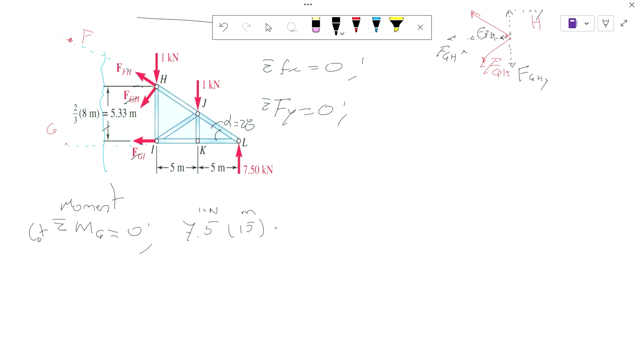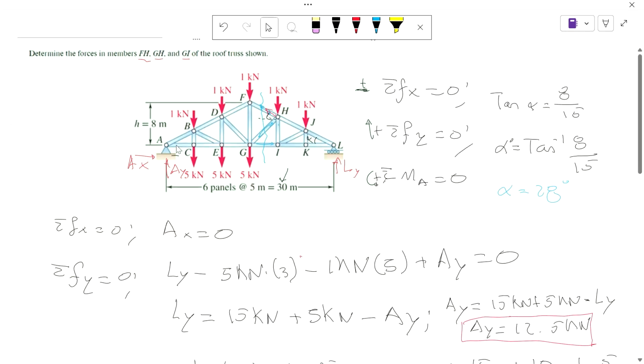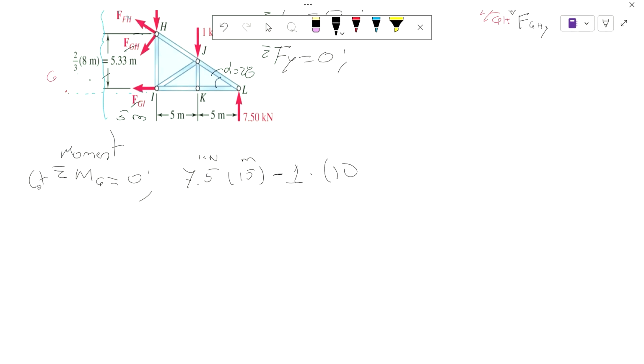And let's carry on. Minus 1 kilonewton times 10. Don't forget that we'll have 5 meters here, and we don't know this distance. Yes, this distance is at F. At F is 8 meters. In fact, they're giving us this distance right here. But we have the angle, so we can use either.